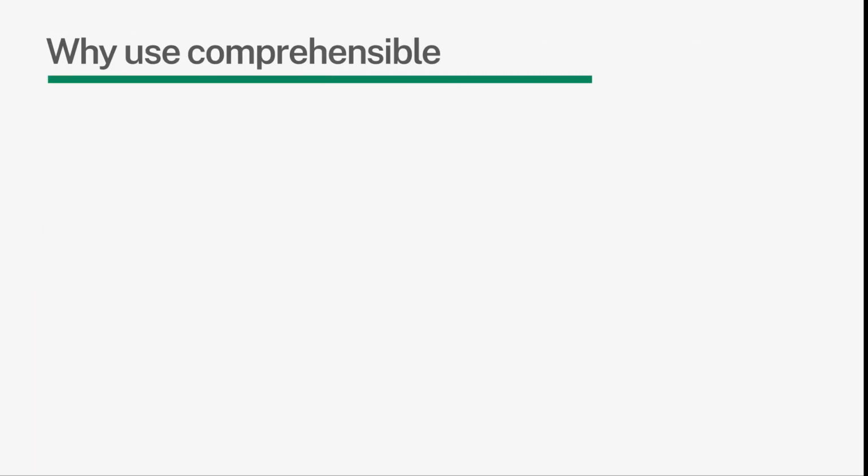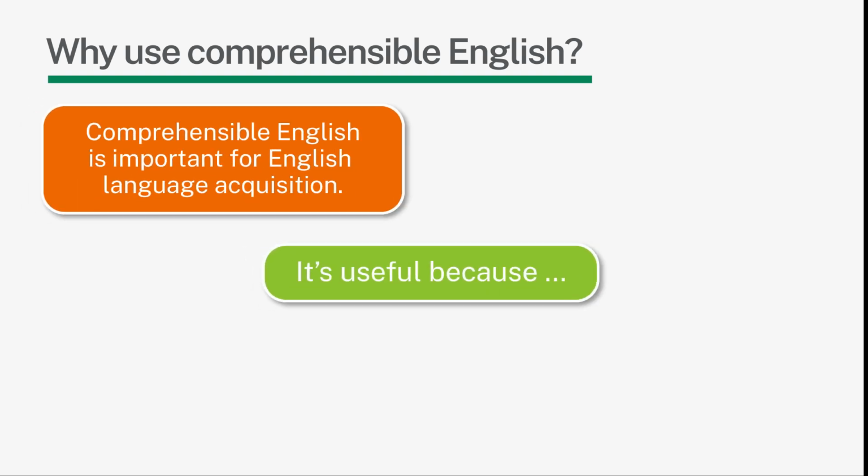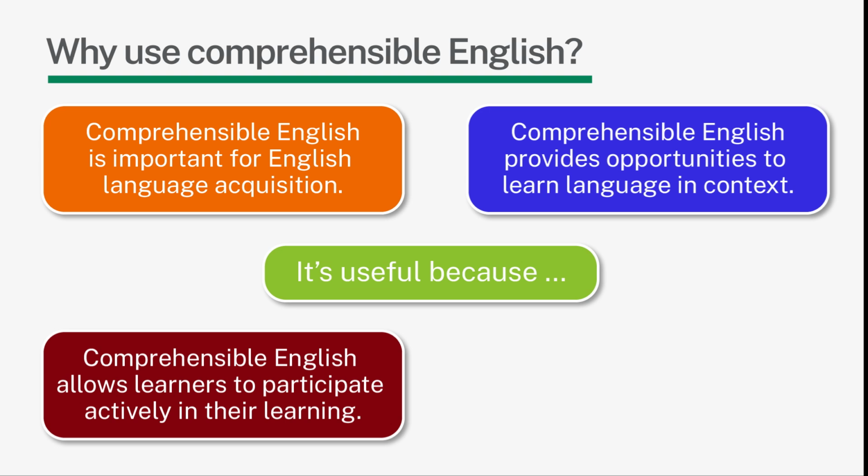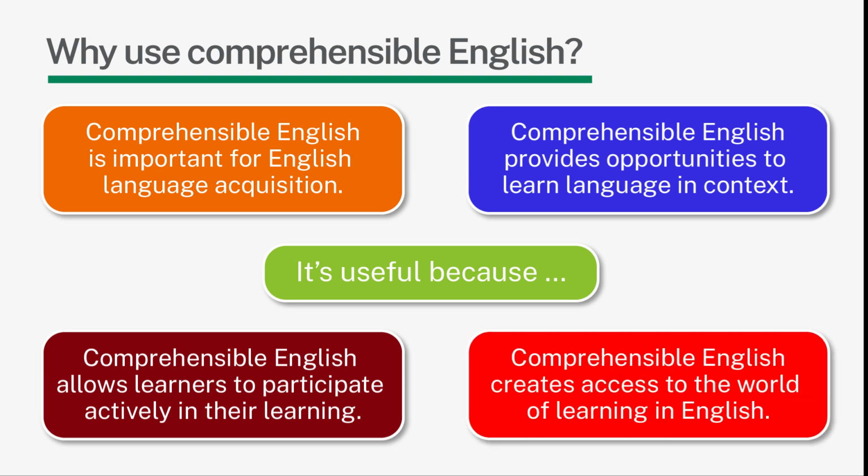So why should we use comprehensible English in the classroom? First of all, language modified to suit the capability of the learner is an important element in the language acquisition process. When teachers modify and control the language they use, they provide opportunities for learners using EAL to hear and read new vocabulary and new language structures in context. It also means that learners can participate actively in their learning. And finally, strategies such as contextualizing and modeling new vocabulary, speaking slowly and clearly, and using visuals and gestures creates access for them to the world of learning in English.